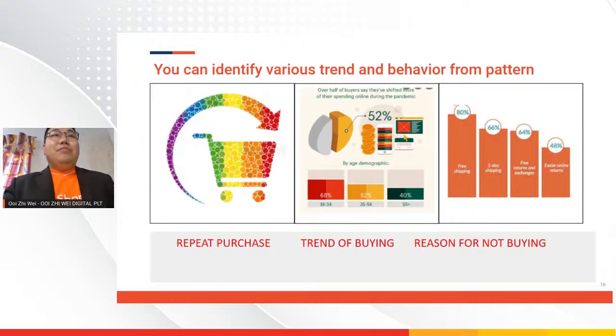Then you can see what the trend is. Like this one, the trend is that during this pandemic, people are spending 52% more. People ask me, why 52% more? I can tell you this pandemic increased the number of elderly people who started to shop online because they couldn't get the things they want. Mostly these elderly ask their younger children to buy for them. Why are they spending more?